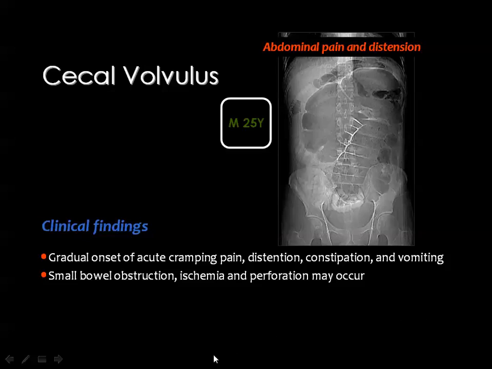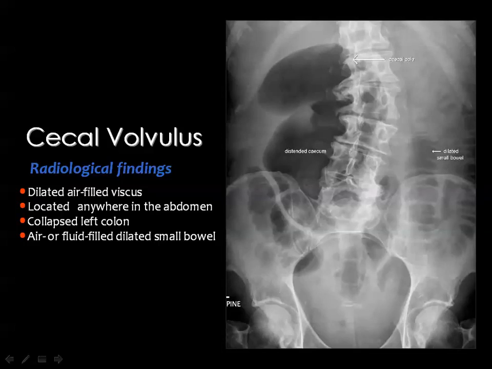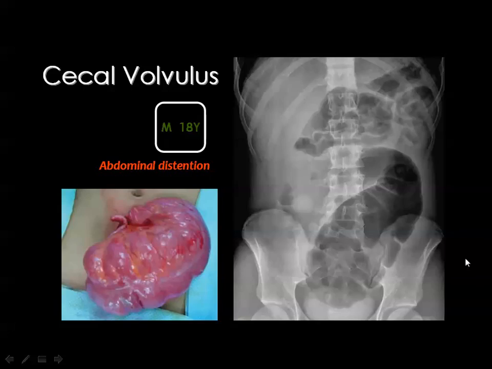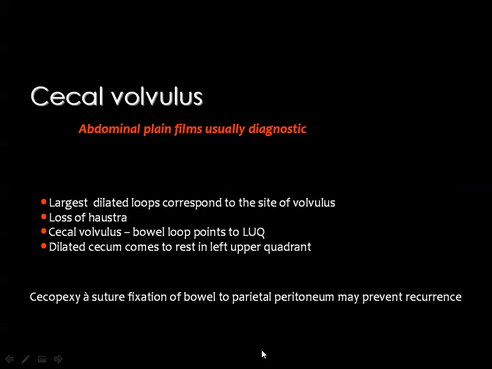The clinical findings include gradual onset of acute cramping pain, distension, constipation, and vomiting. Then small bowel obstruction, ischemia, and perforation as seen in sigmoid volvulus. This is the radiographic appearance with the hugely distended cecum with air, and this is located anywhere in the abdomen, but commonly in the right side, and the air fluid level may be seen in the small bowel secondary to obstruction. This is the classic plain film finding of cecal volvulus in an 18-year-old male with abdominal distension, showing the severe distension of the cecum.